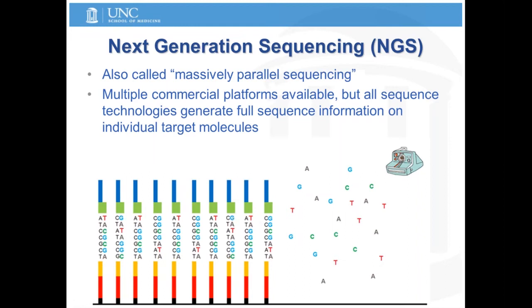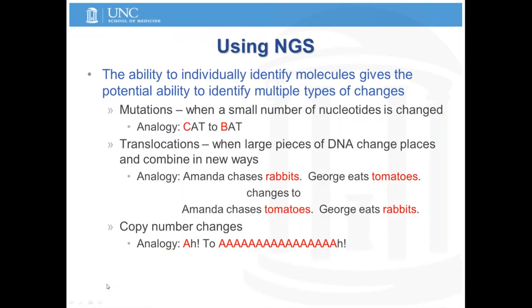Finally, how do we use this vast amount of data to really impact patient care? Well, the ability to individually identify these molecules gives the potential ability to identify multiple types of changes. These are things such as mutations, which is when a small number of nucleotides or the letters of the DNA is changed. A good example of this is regular words, changing the word cat to the word bat. It's a one-letter change, but it still makes a difference in how you see that. Cats and bats are two very different things.